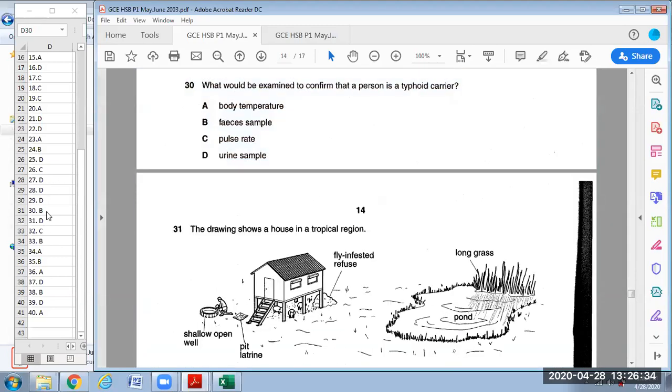Last one. What would be examined to confirm that a person is a typhoid carrier? B. Right, so for this particular pathogenic disease, which is caused by what? Typhoid is caused by a bacteria or virus? Bacteria. Bacteria, right? You just take some sample of the feces itself and you run that through a microscope to determine if the bacteria causing this disease is present. None of the others will show you if that bacteria is present. Good?